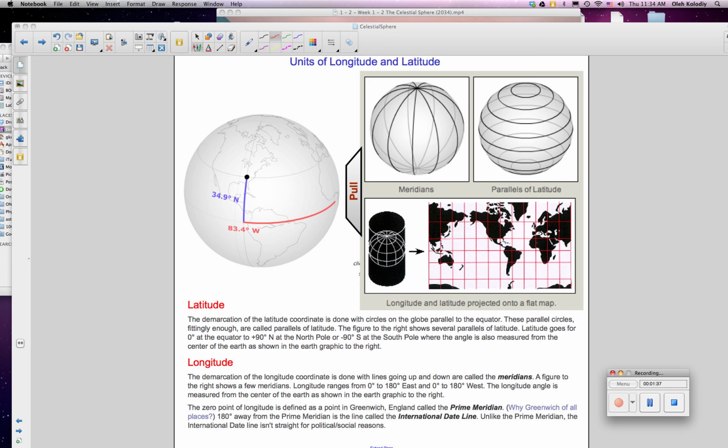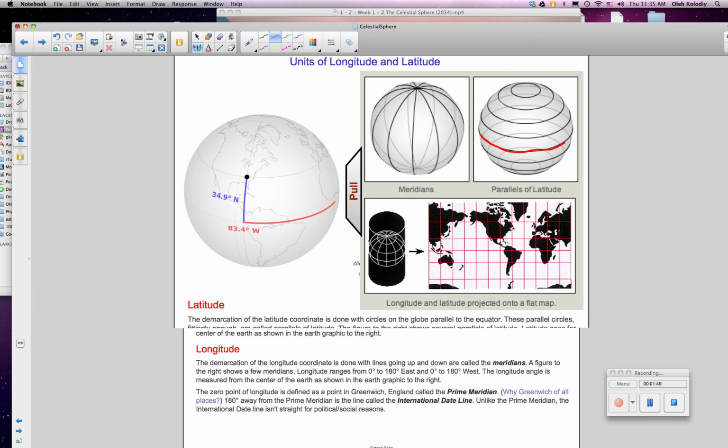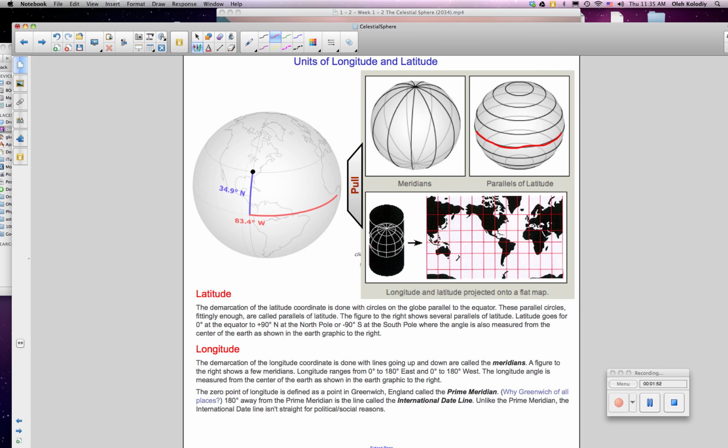Latitude are circles that are parallel to the equator. So here we see the equator, and various circles are a certain number of degrees above the equator. So the equator is specified as 0 degrees, and each concentric circle will be some number of degrees above the equator, up to the final circle, which will be 90 degrees above the equator.